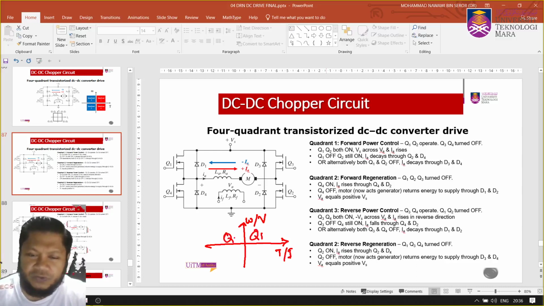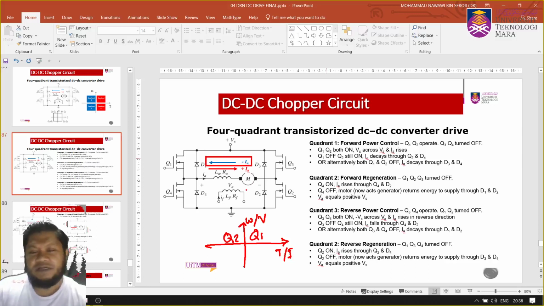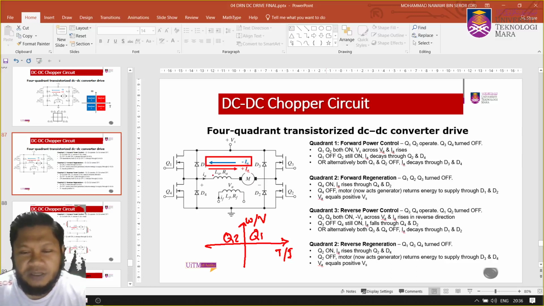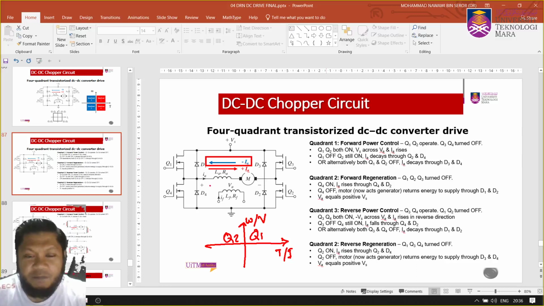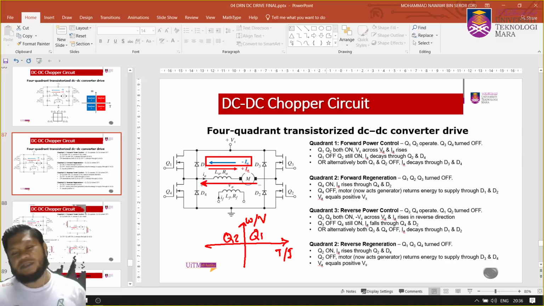Now you have Q2. In this quadrant, you're going to see that the current is negative. So you are considering that direction of current, and you have the positive voltage across your VA. Great. So this is condition Q2, quadrant 1, 2.